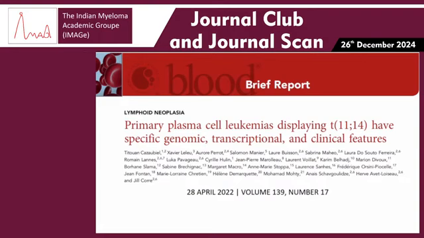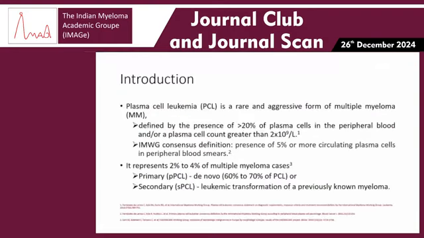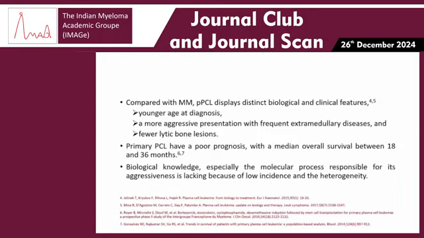As we all know, plasma cell leukemia is a rare and aggressive form of multiple myeloma defined by the presence of more than 20% plasma cells or a plasma cell count greater than 2 x 10^9 per liter. Recently, the IMWG consensus guideline includes the presence of 5% or more circulating plasma cells in peripheral blood. It represents 2 to 4% of multiple myeloma cases, with the majority being primary plasma cell leukemia and the minority being secondary plasma cell leukemia.